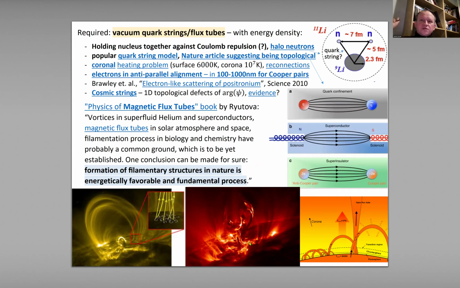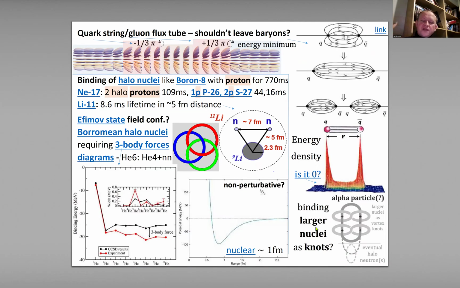There are some more arguments that there should be these one-dimensional structures. For example, in the solar corona, they observe these one-dimensional structures shining, and they suggest there might also be some mechanisms to make them stable. So maybe there are also these topological vortices. And another argument is these so-called halo nuclei, where we have some nuclei like lithium-11, with a core like here, lithium-9, and two neutrons at a very large distance, like 5 femtometers. But for the nuclear force, the minimum is like here, 0.8 femtometers. So the question is, what binds the two neutrons for a very long time, like hundreds of milliseconds, and in a Borromean way?